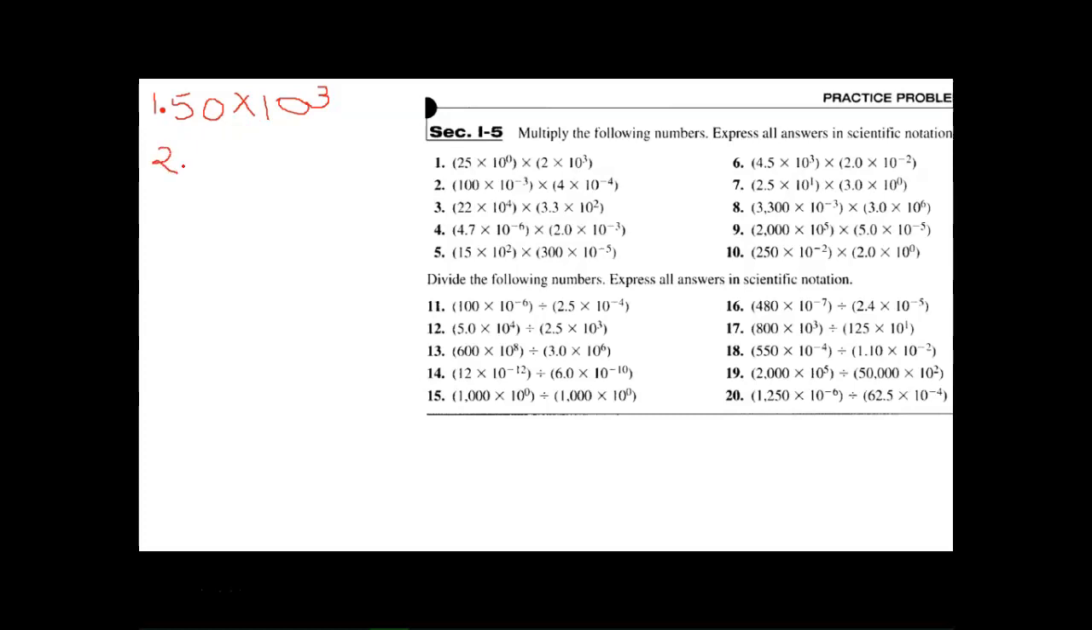So for number 2, we have 100 times 10 to the negative 3 times 4 times 10 to the negative 4. Now, just so I don't end up with giant numbers, what I would actually do with this one, guys, just to make it a little easier and be less moving of the decimal. To get to negative 3, I had to move it this way 3 times. So if I move it back 2, I'd end up with 1 times 10 to the negative 1. Be a little bit easier to multiply.